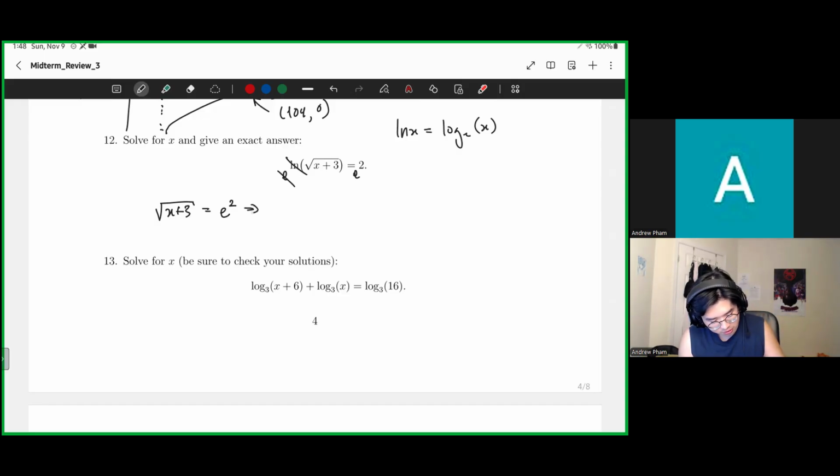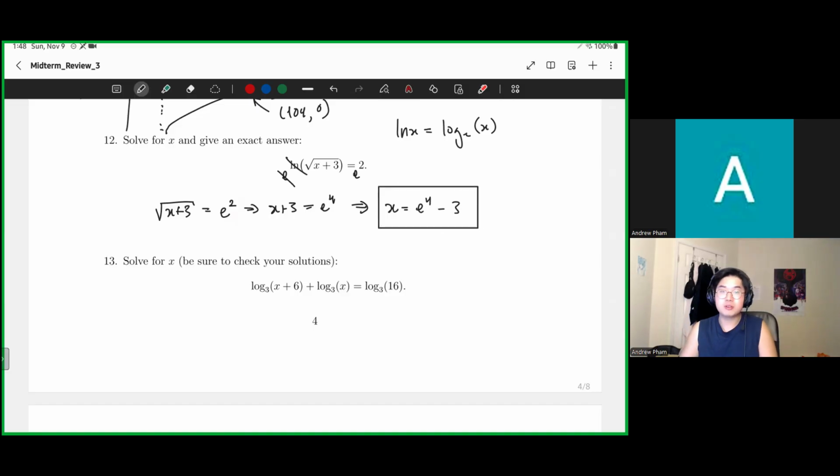And we're still solving for x. So square both sides, you get x plus 3. All right, so if you square both sides, the square and the square root cancel. And this becomes e squared squared, which is just 2 times 2 is 4, so e to the 4th. So that x is equal to e to the 4 minus 3. And this is a completely sufficient answer.